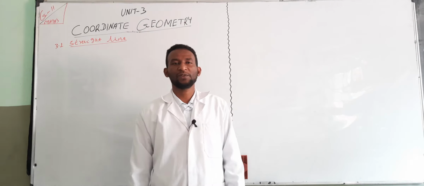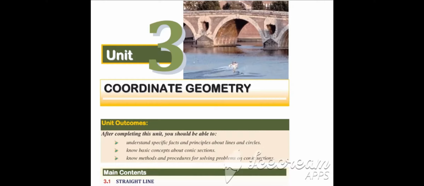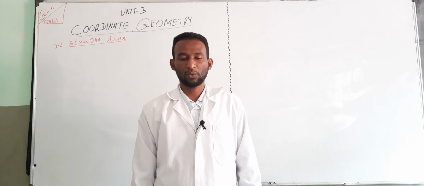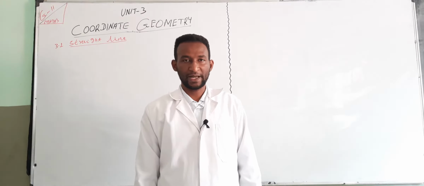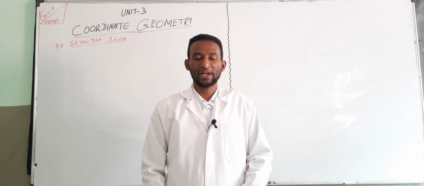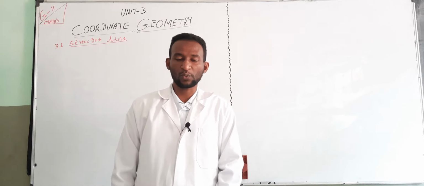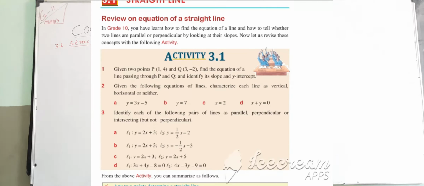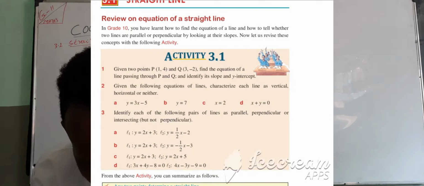In this lecture video, we begin this unit, coordinate geometry, with 3.1 straight line. Let us see the review on equation of a straight line.